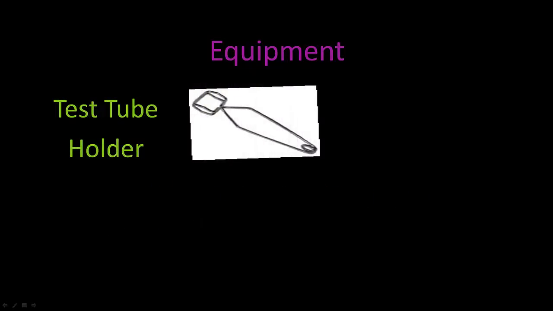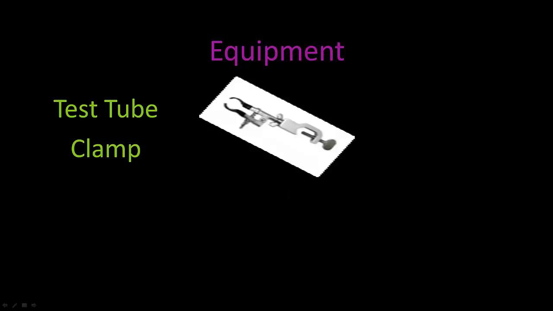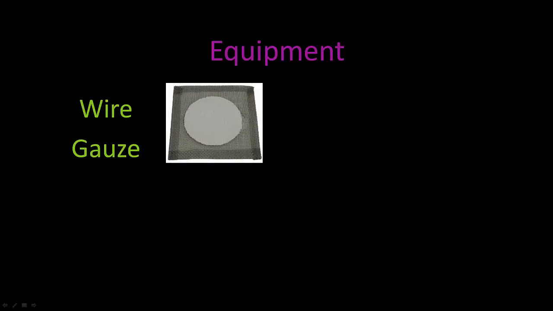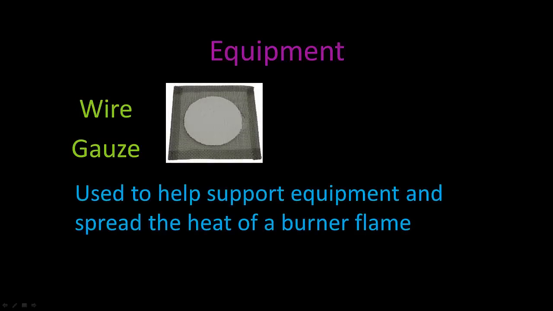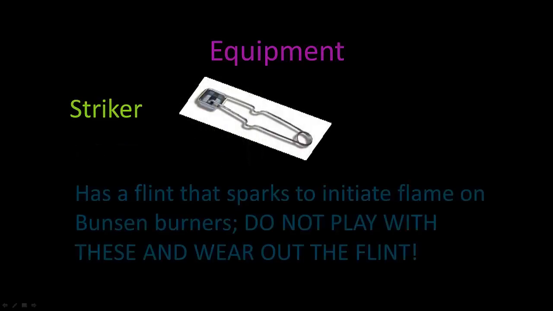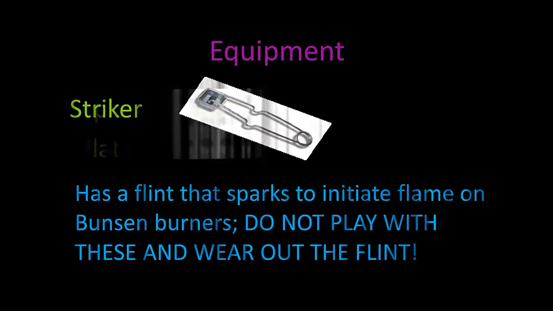Test tube holder. It holds test tubes. Test tube clamp. A clamp clamps a test tube or other equipment to a ring stand. Wire gauze is used to help support equipment and spread the heat of a burner flame. A striker has a flint that sparks to initiate flame on Bunsen burners. Do not play with these and wear out the flint, please.